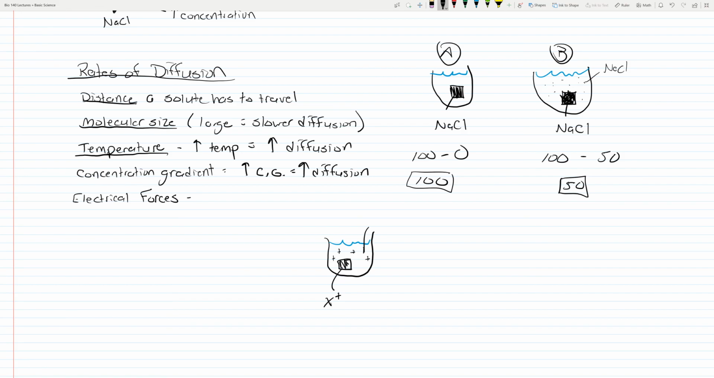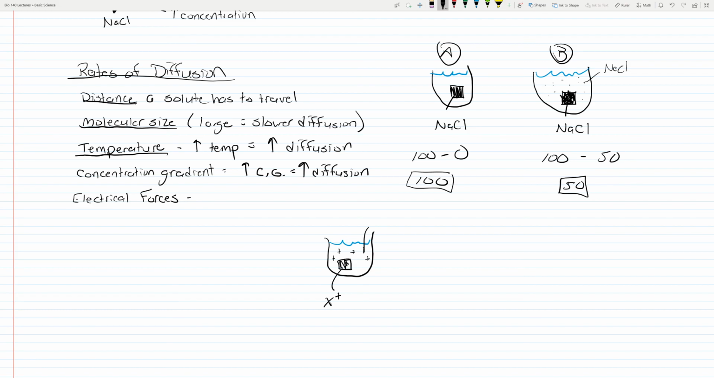Now since our solute X has a positive charge and the water has a positive charge, that's actually going to slow down the diffusion. Because remember, like charges repel, so it's going to resist it. Will it diffuse? Yes, because there are two things happening here. You have the concentration gradient, which will happen, but then you have the electrostatic forces, which are just going to slow it down. So it still will dissolve, just at a much slower rate.